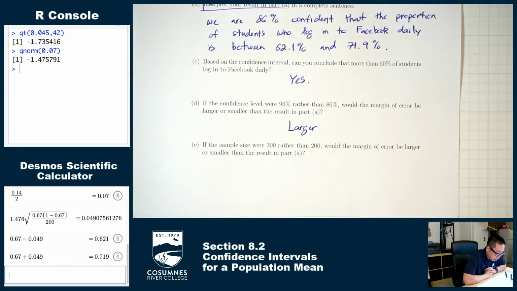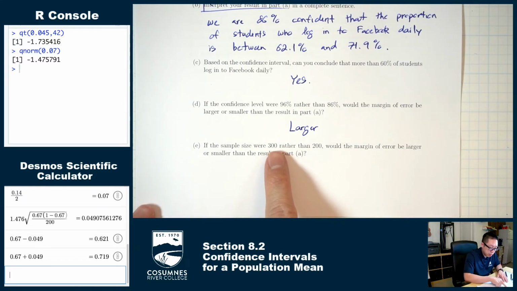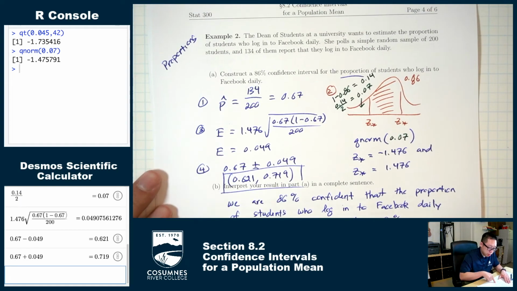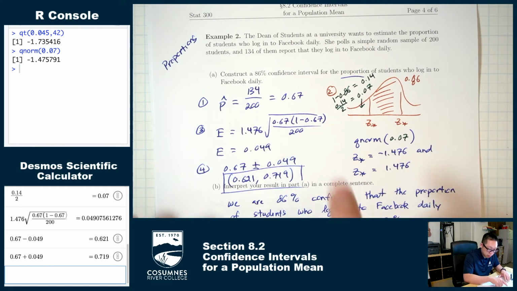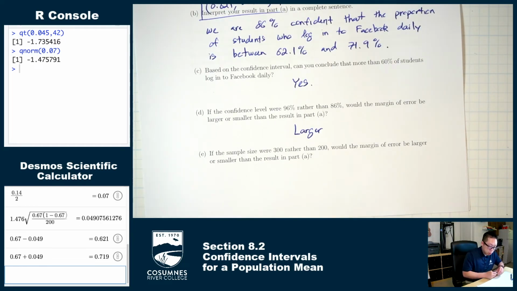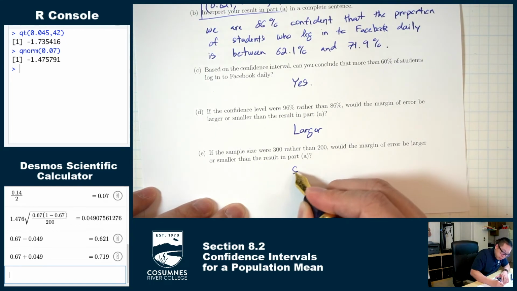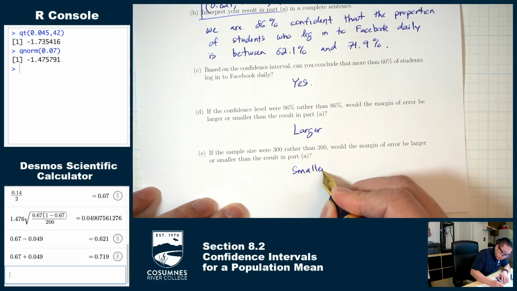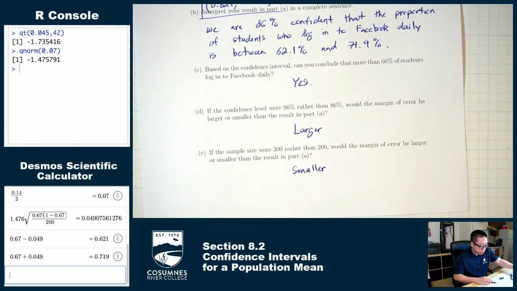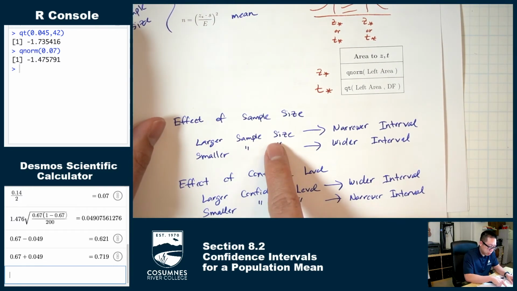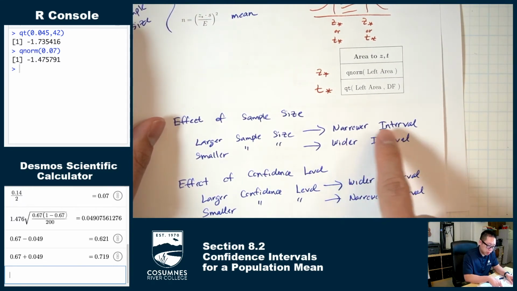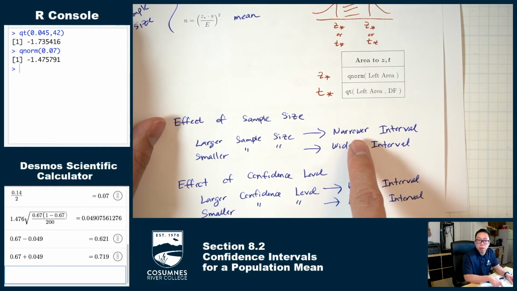Part E, if the sample size were 300 rather than 200, in other words, if you're using a bigger sample size, that means you are dividing by a bigger number, which means overall you'll get a smaller number. So we should get a smaller margin of error. And if you need to go to your cheat sheet, larger sample size gets you a narrower interval, which is the same thing as saying a smaller margin of error.